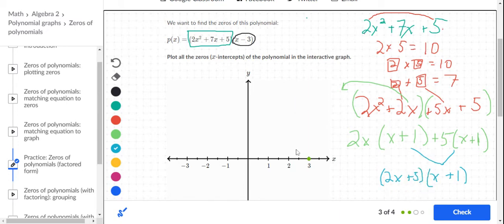Now remember, our goal is to plot the zeros. We already put this one on there, right? x equals 3 is already on there. This would mean x equals negative 1, right? Remember, we're figuring out what makes the factor equal 0. And then this one would be x equals negative 2.5. And I'll let you solve that on your own. But there it is.